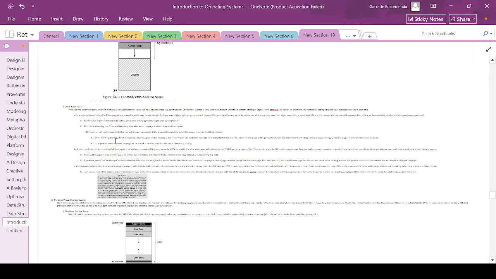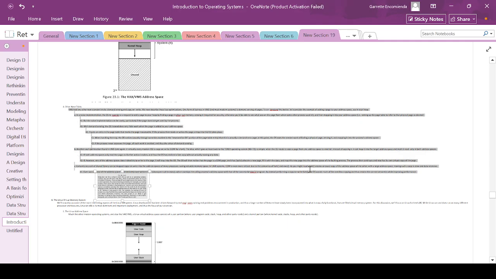Other neat tricks: VMS had two other now standard tricks, demand zeroing and copy on write. This is another software optimization that allows you to do more with limited hardware. We now describe these lazy optimizations. One form of laziness in VMS and most modern systems is demand zeroing of pages. To understand this better, let's consider the example of adding a page to your address space, say in your heap.